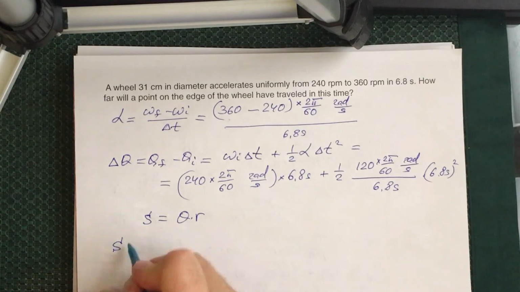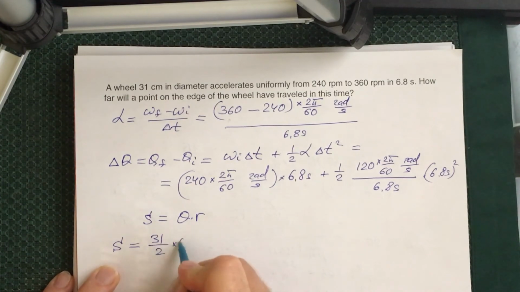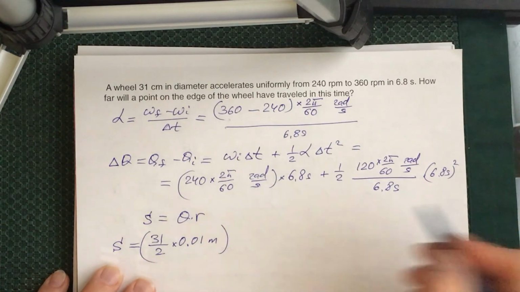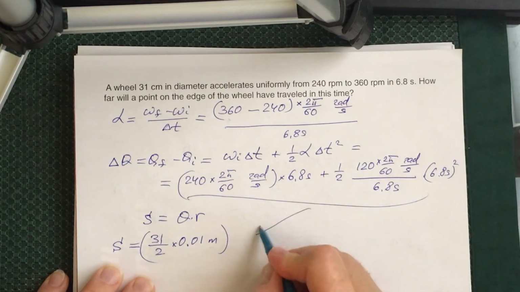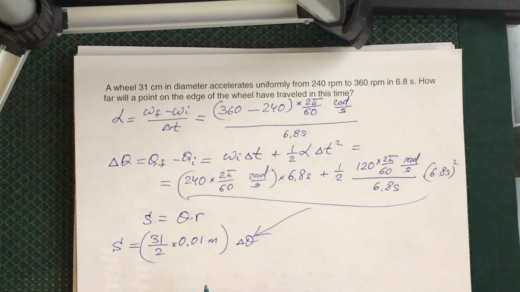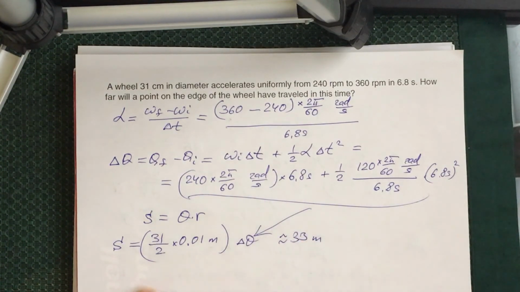on the edge of the wheel will be half of the diameter, 31 centimeters divided by 2 times 0.01 meters to convert into meters, and then you have to multiply by your delta theta. And delta theta is given by the expression above. If you do all calculations correctly, you will have about 33 meters. I believe it's slightly less, but this is a good approximation. We did solve this problem.